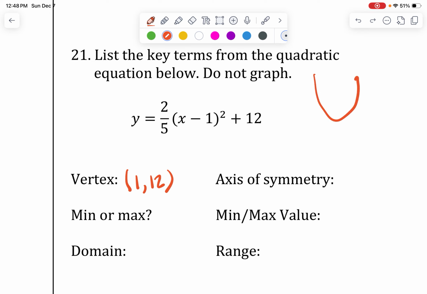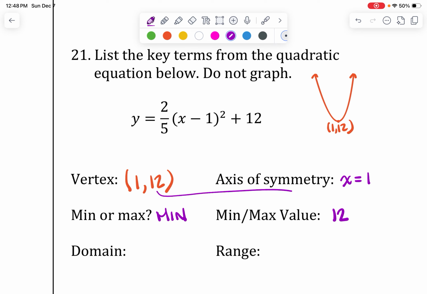So again, I'm going to give myself a nice little visual here with just drawing a little upward facing parabola and then labeling my vertex 1, 12. And then everything else just comes from there. So my axis of symmetry is x equals 1. It is a min because it's at the bottom of the graph, which means my minimum value is 12 because that is the lowest y value that the graph takes on.